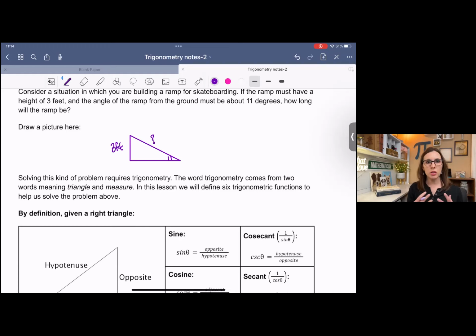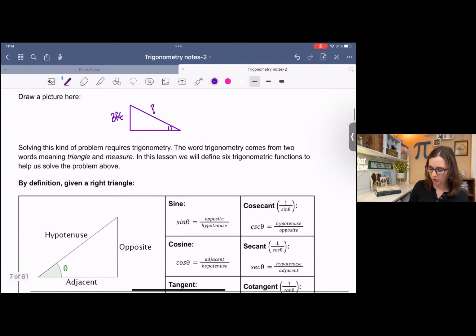So we know it's a right triangle, and we know one of the sides, but it's not a special right triangle because of the 11 degrees. So we're kind of stuck, right? We have too many unknowns. This brings us into our trig functions. Our trig functions are going to help us solve this problem. So I'm just going to introduce you to them. And first, we're going to talk about some terminology before we get into that.